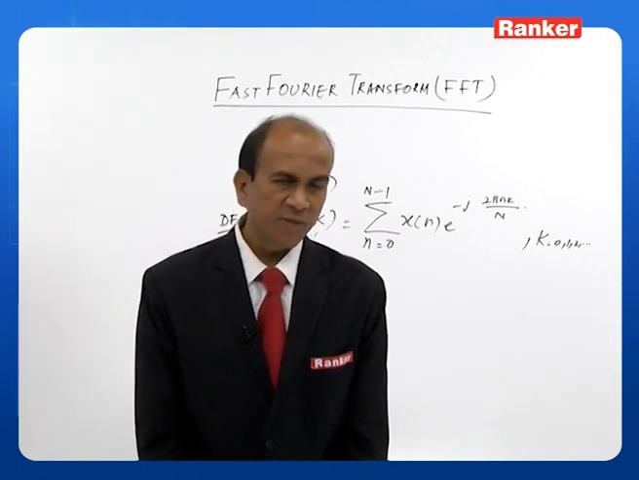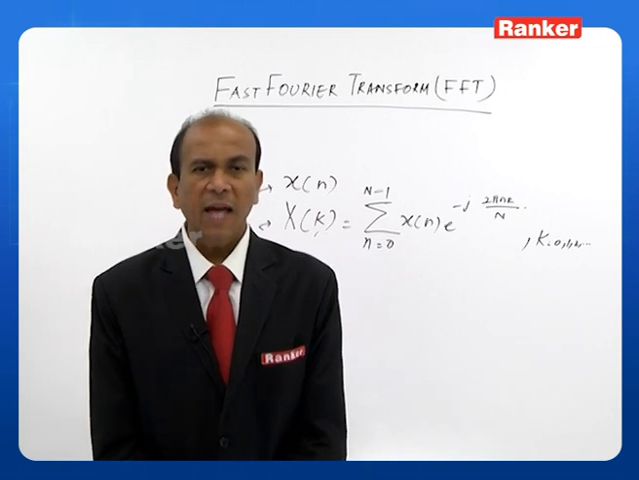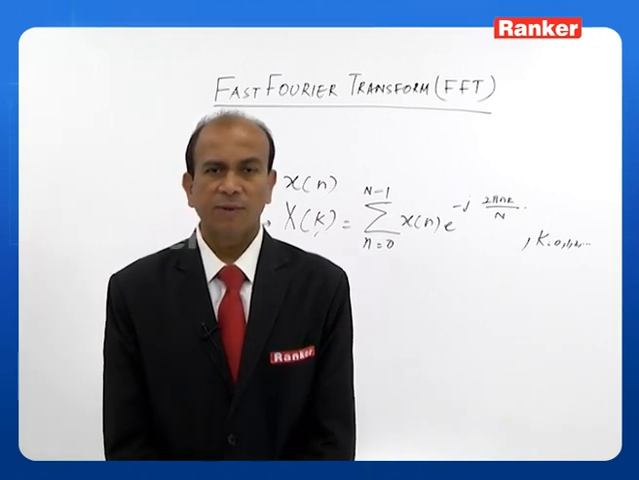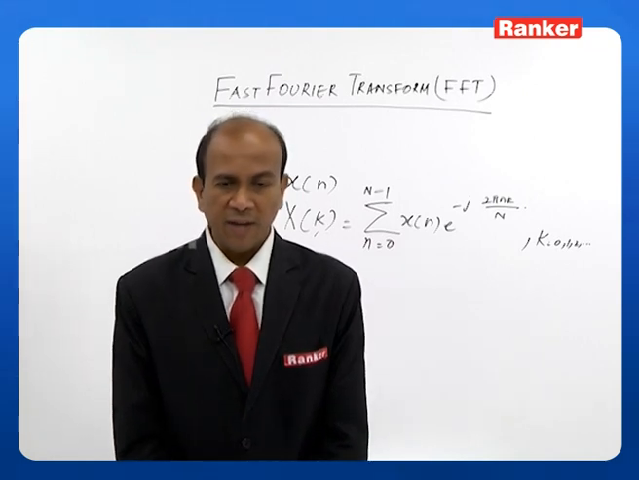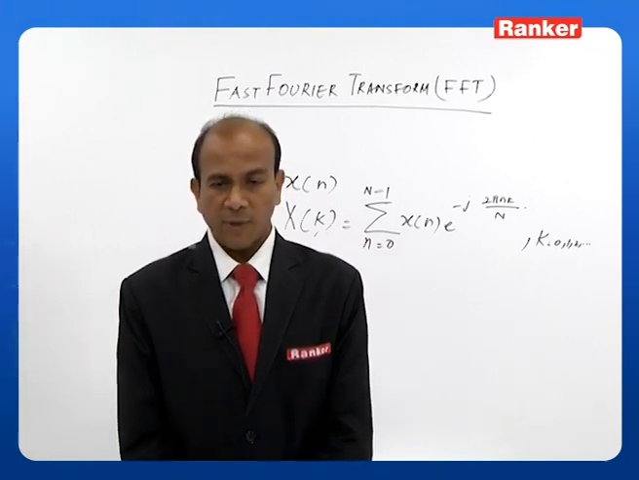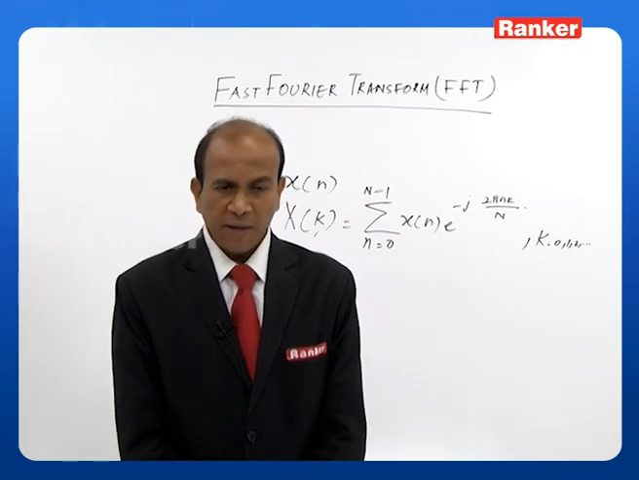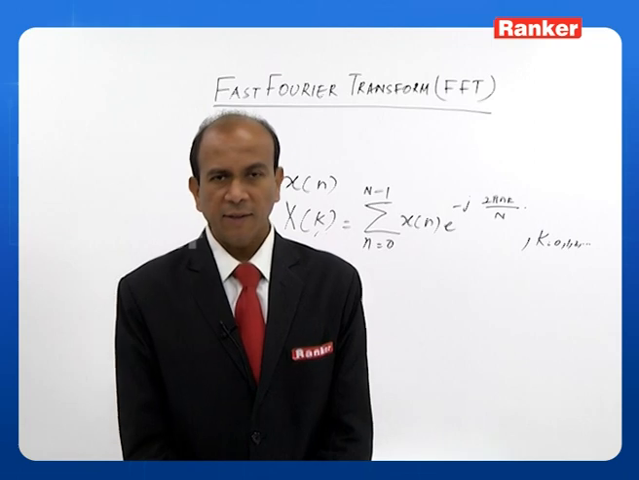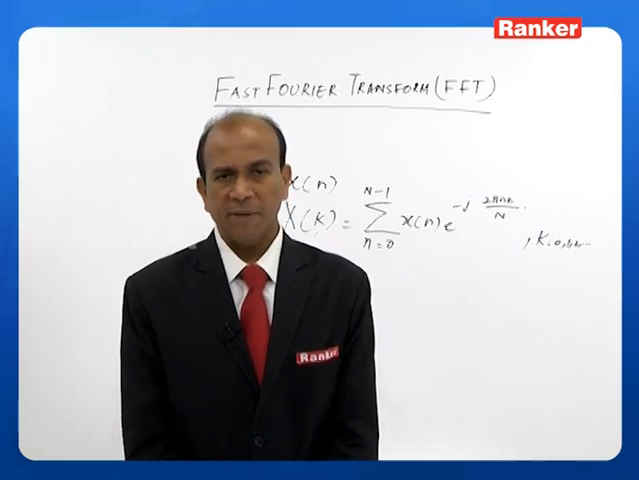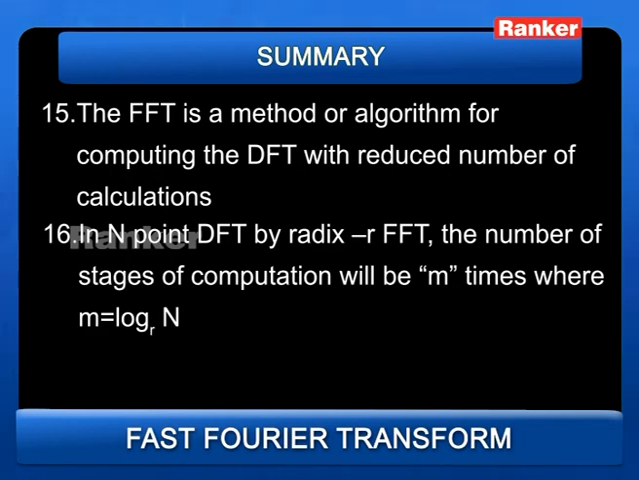So when I say complexity, what do I mean? I am reducing the number of calculations. So the FFT is a method or algorithm for computing the DFT with a reduced number of calculations. Okay. Let us be a little specific here. Let us look at the 16th point. When you look at an N-point DFT computed by a radix R FFT, then the number of stages of computation will be m, where m is nothing but log N to the base r.